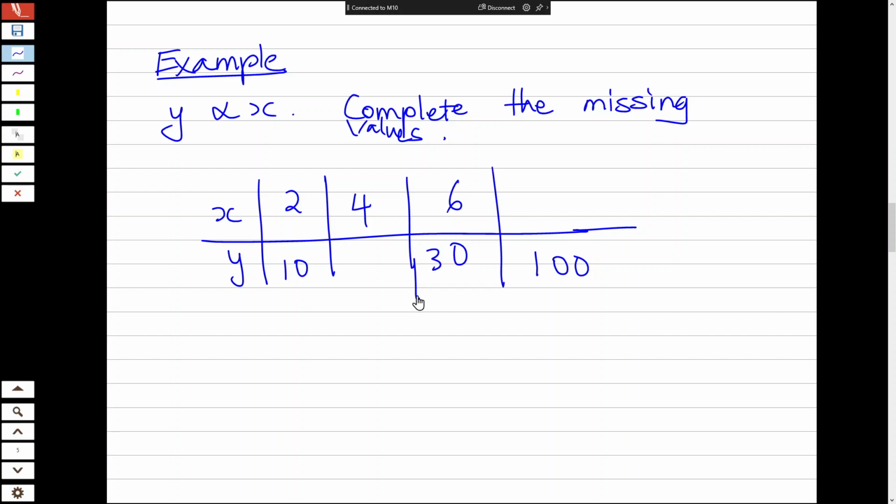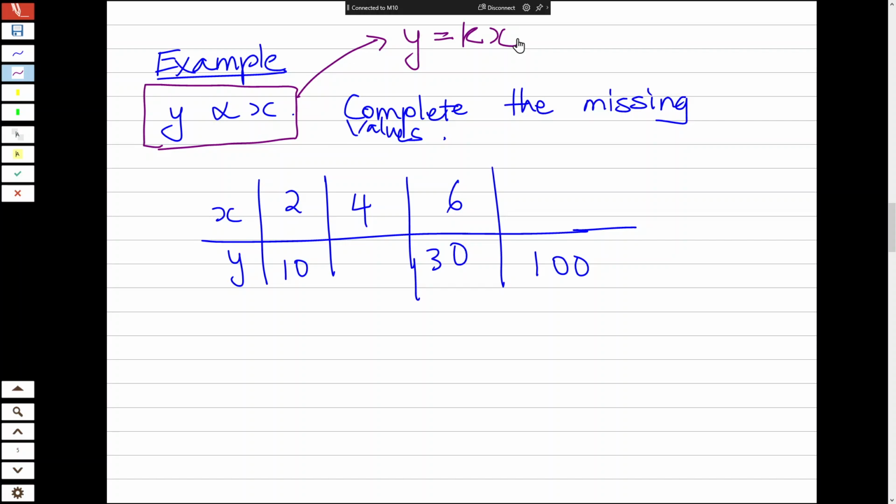So, here I've given you some points on the plane and I've left some values out. And the most important piece of information in this question is this. I've told you y is proportional to x. So that means I can write it in the form y equals k times x. I don't know what that value k is. I'm going to need to work it out.